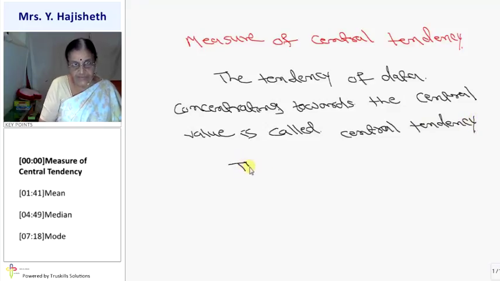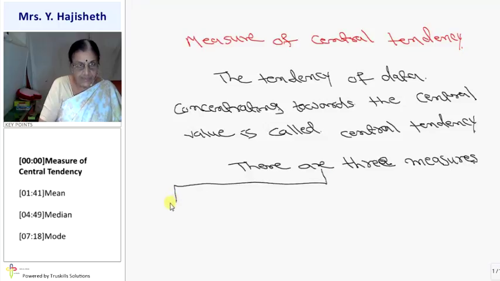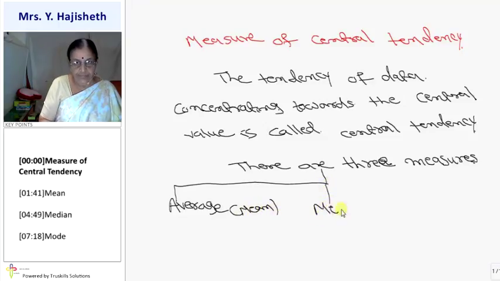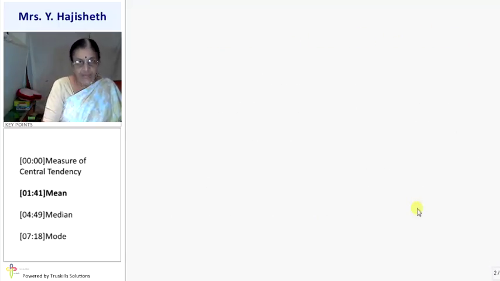There are three measures of the central tendency. What are those three measures? First is average, or we can say mean. Second is median. And third is mode. What do you mean by mean? First we are discussing mean. What is mean?